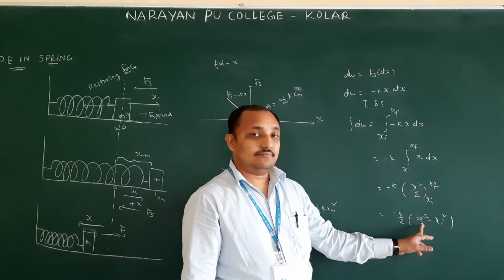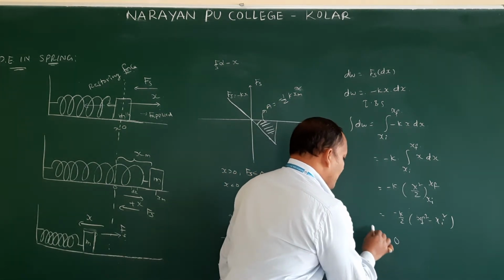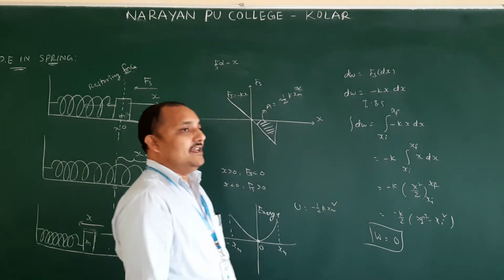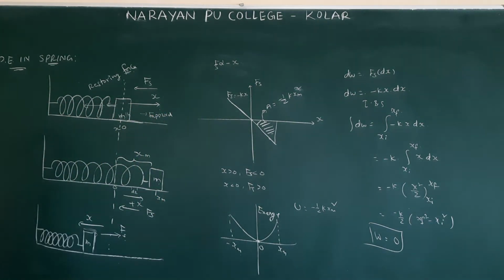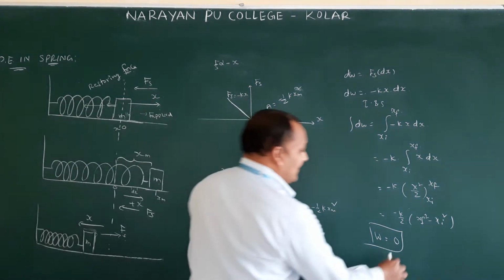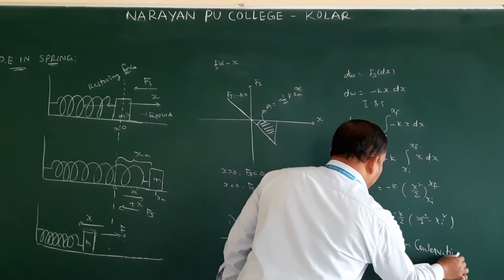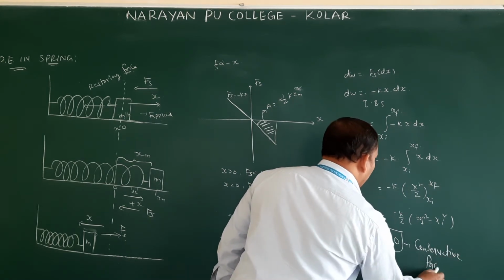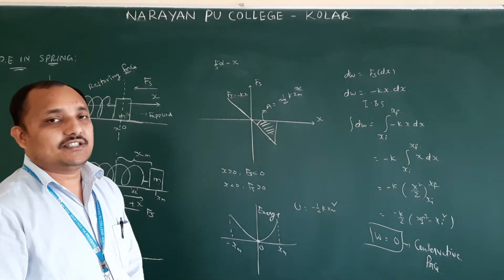If both are the same, you will be getting resultant work done as 0. So when the resultant work done by a force is 0, then that force we are calling a conservative force. Next we are going to discuss the conservative and non-conservative force.